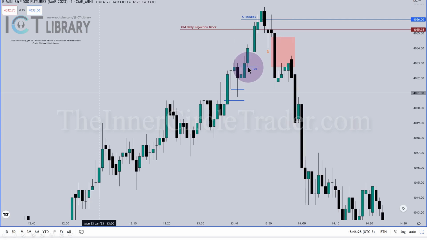You would expect, as you're watching price real time, it opens here, drops down till it hits it perfectly, that opening price. That's my order block. And then you watch and see, does it reach for the rejection block? It does. And through it, 5 handles.